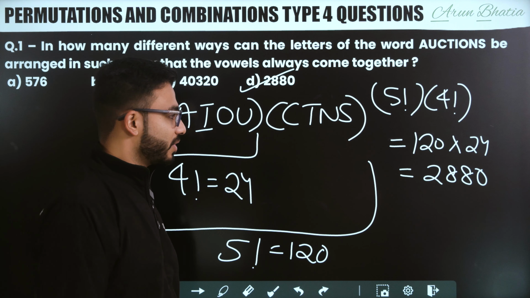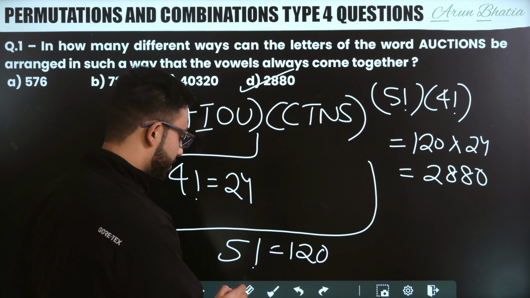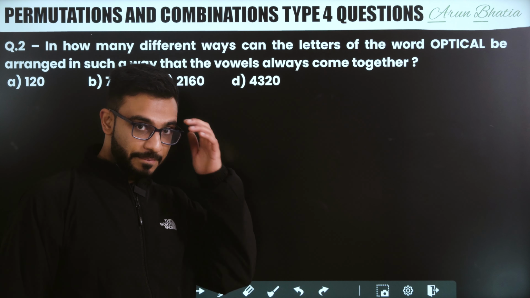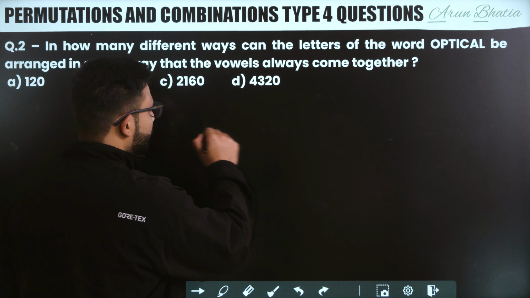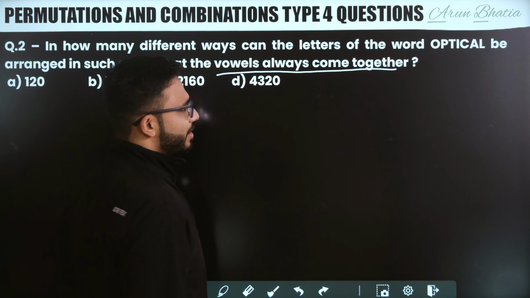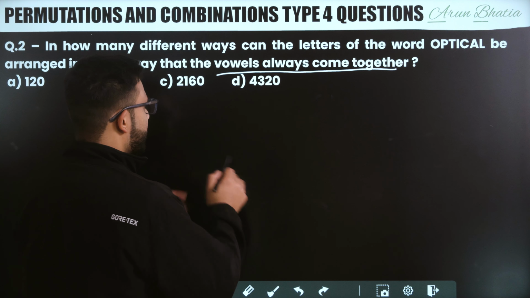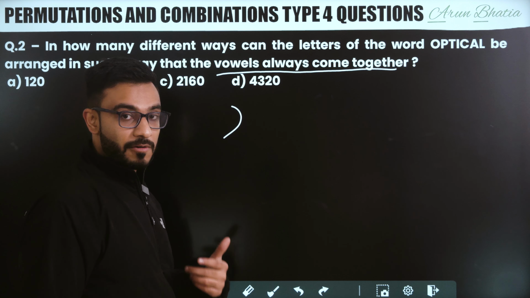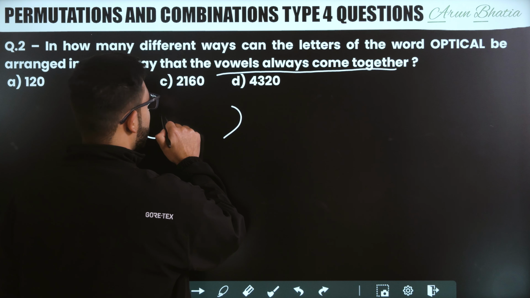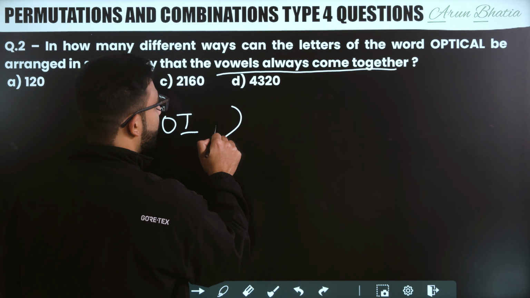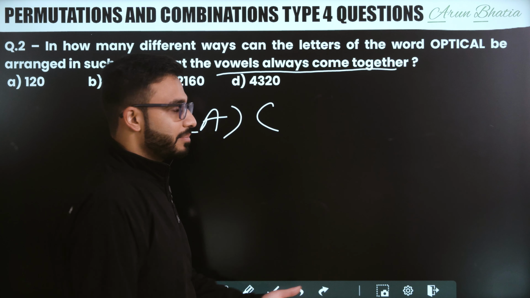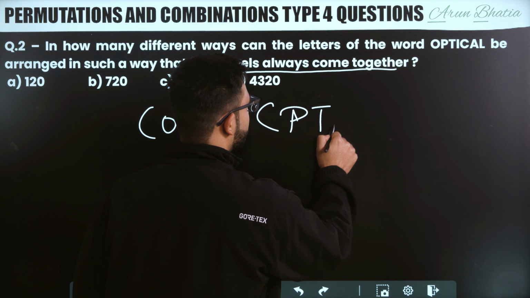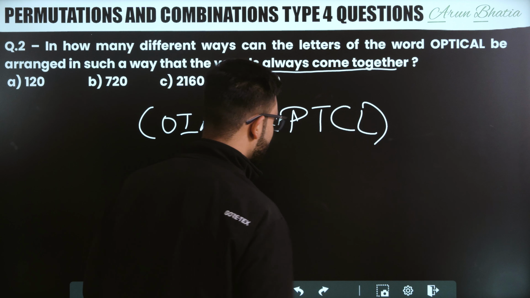Let's move on to the next question. The idea remains the same, the concept remains the same. Here the word is optical. Again, the vowels come together. I'll arrange the vowels in one place and treat them as one block. So I'll write the vowels first. The vowels are O, I, and A. And then you have your consonant block, which is P, T, C, L.